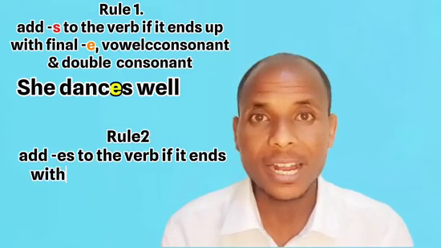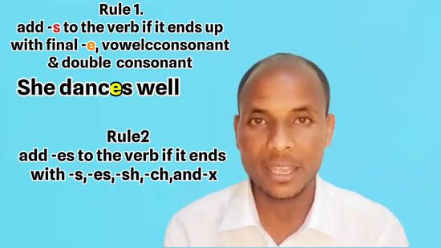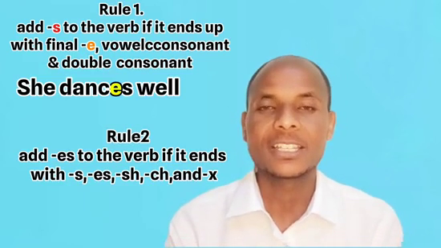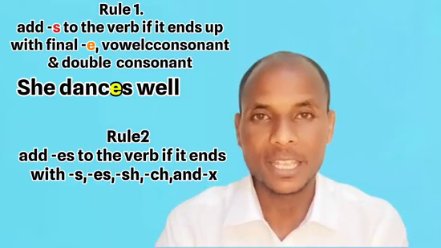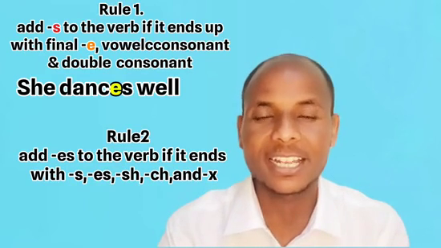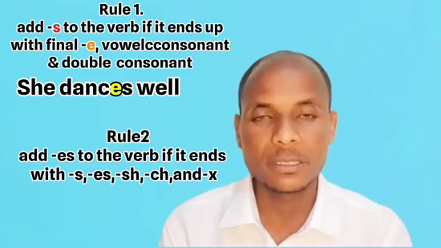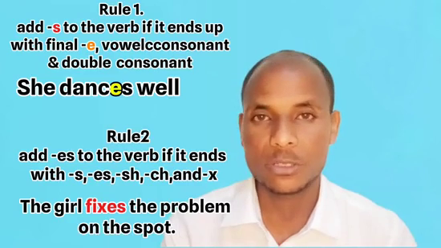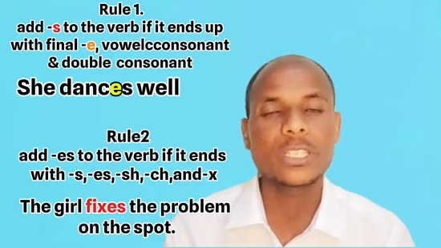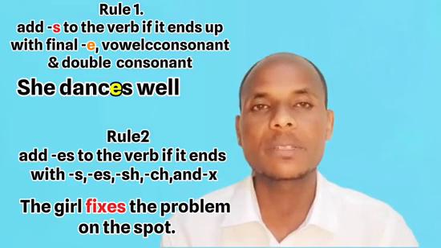Okay, rule 2, add es to the base verb if it ends with s, es, sh, ch and x. ታዲያ የመጨረሻው ግሱ በኤስ፣ ኤስኤስ፣ ሲኤስኤች፣ ሲኤች እና በኤክስ ሌተር ካለቀ በቀላሉ እንጨምራለን ማለት ነው። ኢኤስ እንጨምርበታለን ማለት ነው። For example, the girl fixes the problem on the spot. በዚህ ሰንቴንስ ውስጥ fix it ends with x and we simply add es to the base verb fix. The girl fixes the problem on the spot.